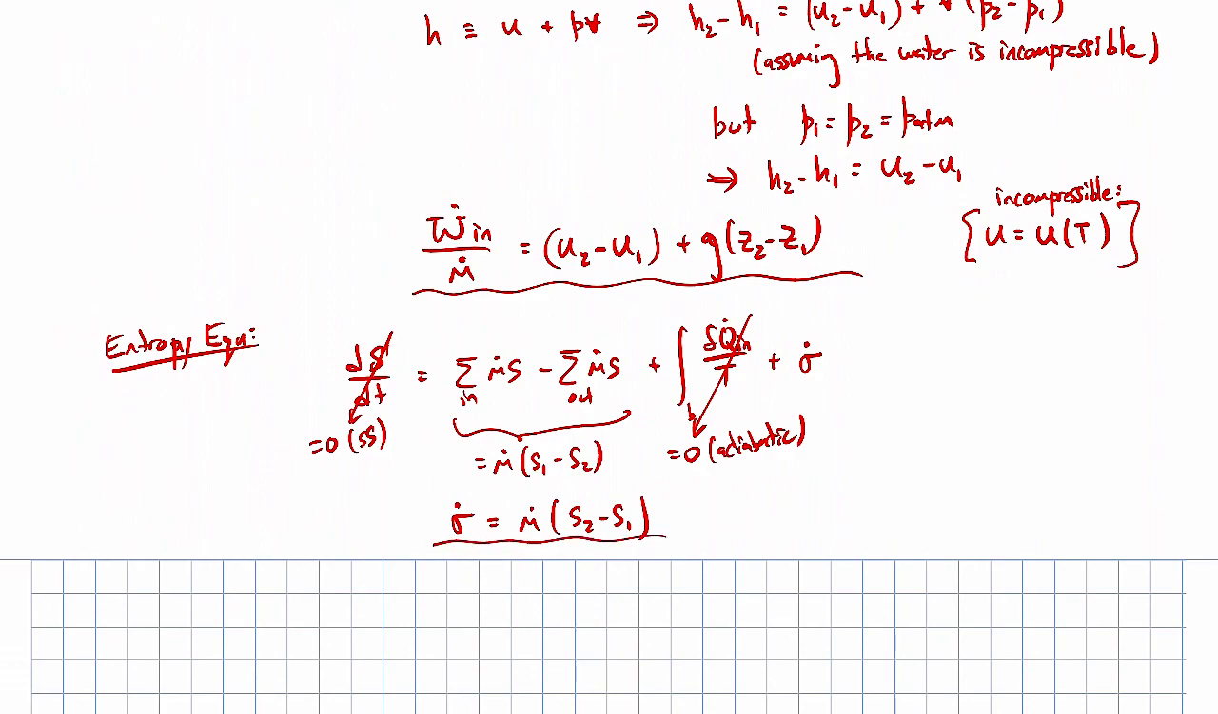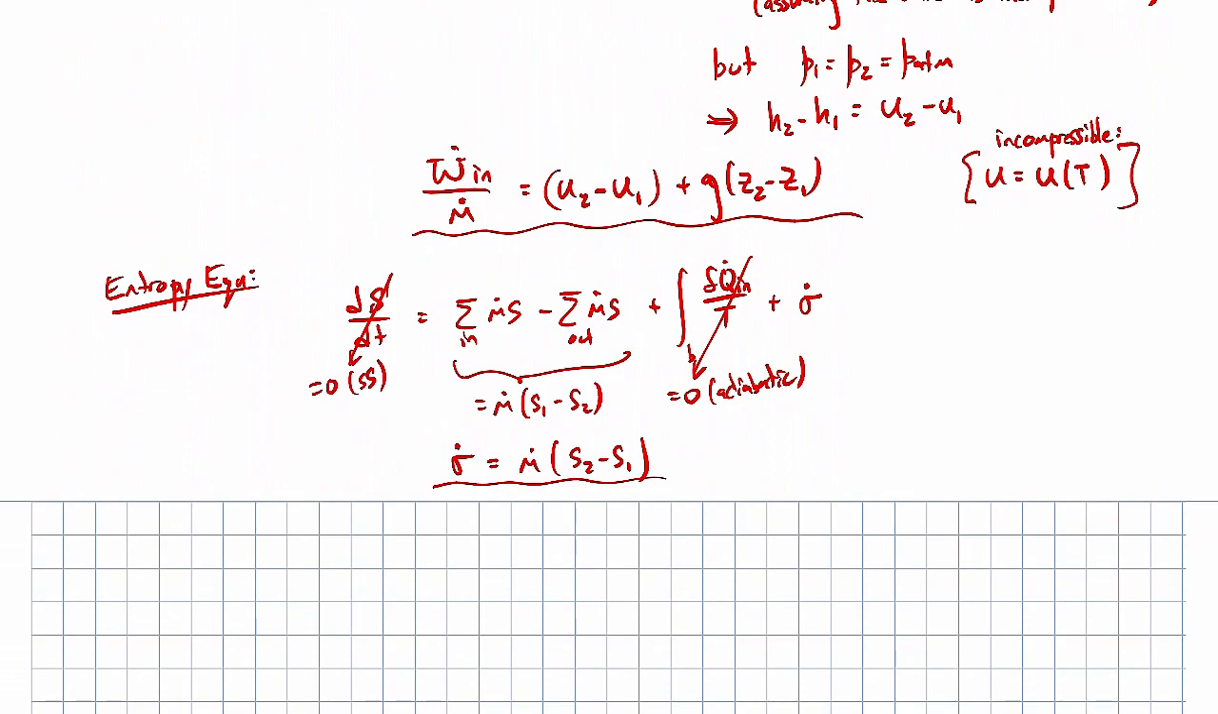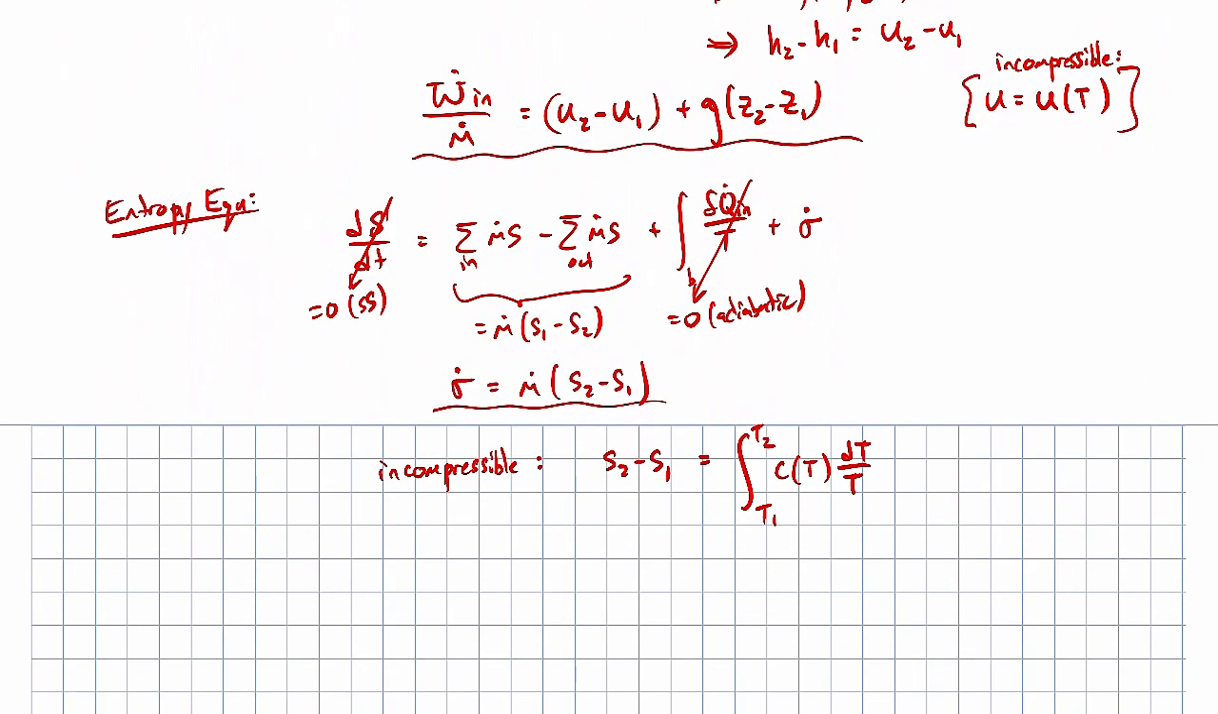Okay. The S2 minus S1, since we're dealing with an incompressible substance, we know that S2 minus S1, if you go back earlier in the notes, will be the integral of the specific heat from T1 to T2, C(T) dT over T, right? So that comes from being an incompressible substance. Right, so then sigma dot will be m dot times the integral from T1 to T2 of C(T) dT over T.